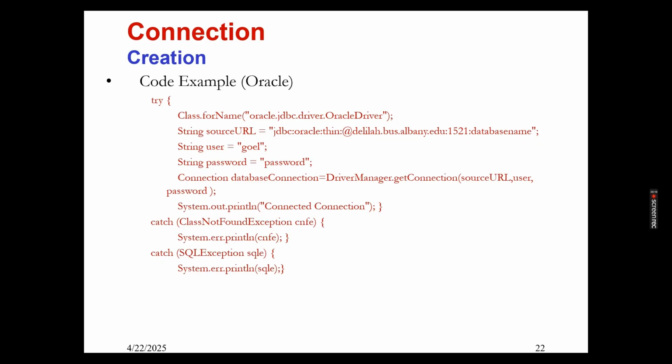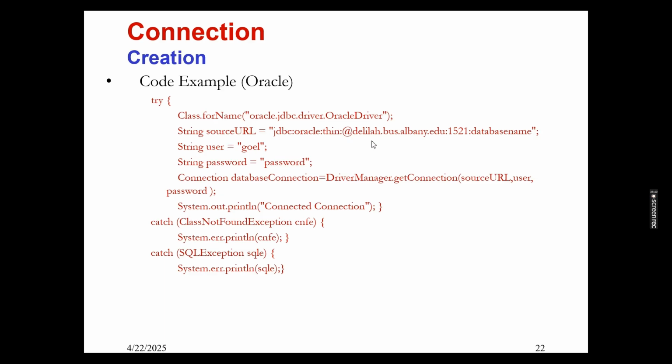Here the example is for Oracle. The Oracle driver is this one: oracle.jdbc.driver.OracleDriver. At present also we are using the same Oracle driver. And the URL for Oracle is jdbc:oracle:thin. That is, within the JDBC driver we are using an Oracle driver, and within that Oracle driver is the thin driver. This is a type 4 driver, so it is called a thin driver.